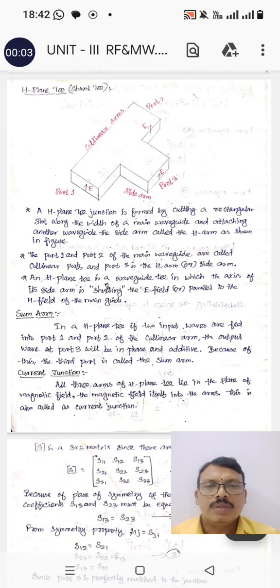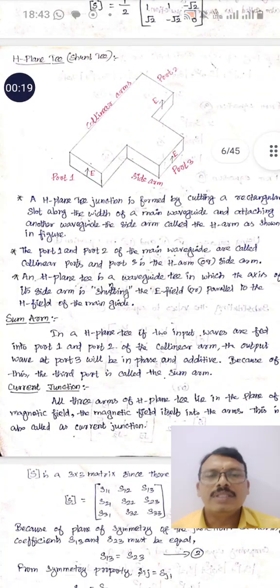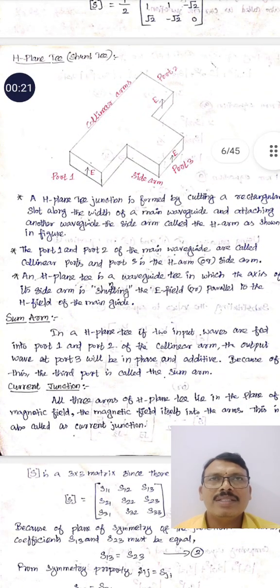Good afternoon. So now we are going to see about the H plane T, which is used to divide the power at microwave frequencies. So this is the diagram of our H plane T. This H plane T is also called a shunt T. This T junction has three ports: port 1 and port 2, then port 3 respectively.